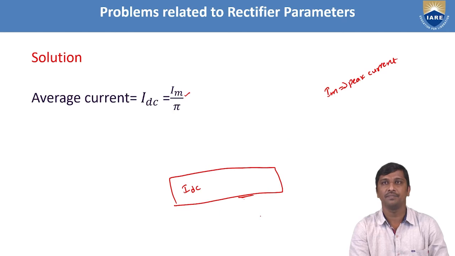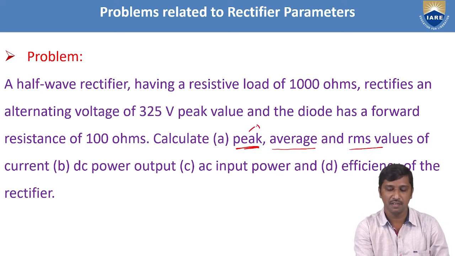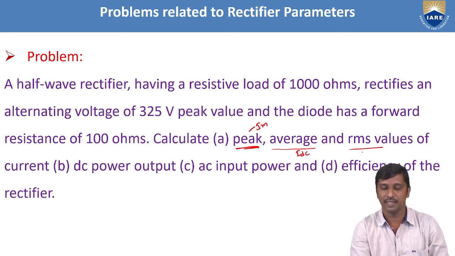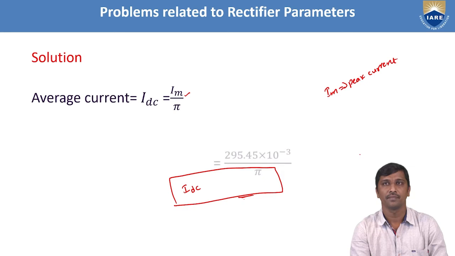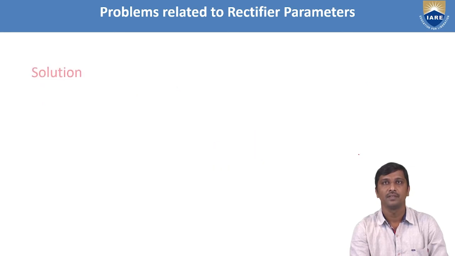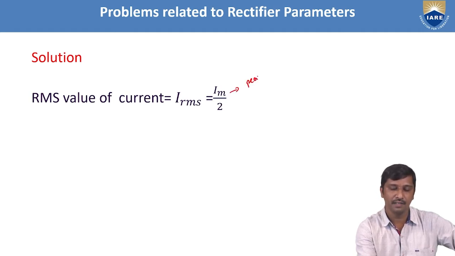Now again in the problem, we need to find the RMS value of current. Peak means we observed IM, average means we observed the DC current, and now we are going to calculate the IRMS value. Based on the half wave rectifier parameters, IRMS is represented as 1 by 2 times your peak current. Here again IM is your peak current.